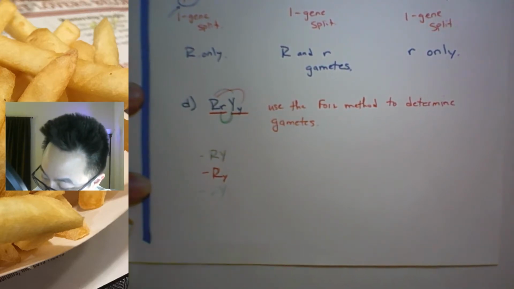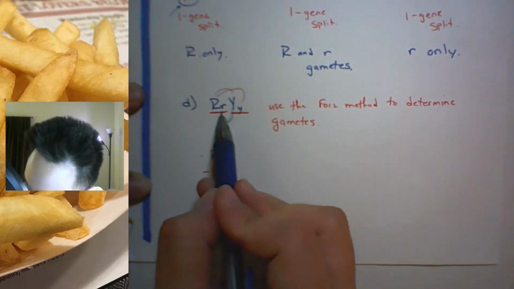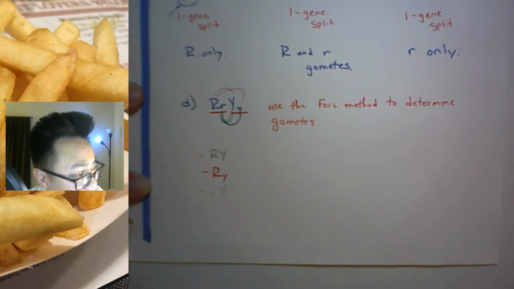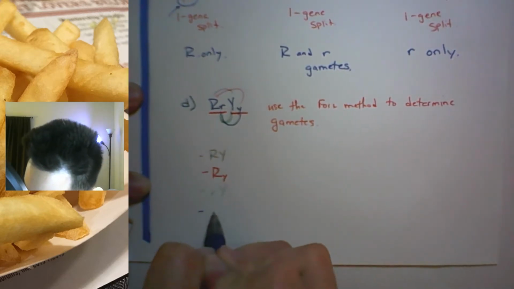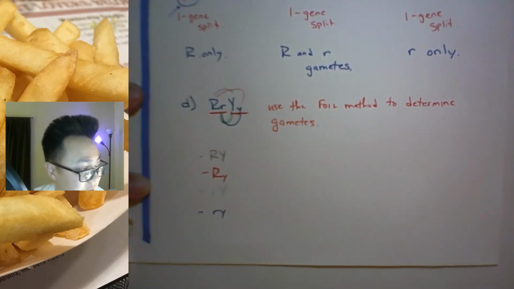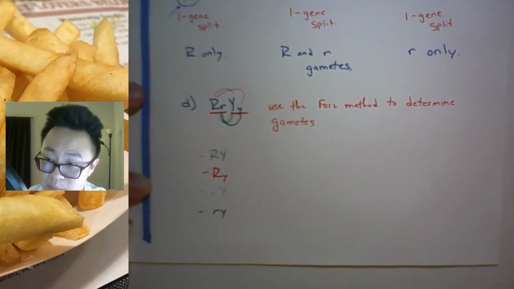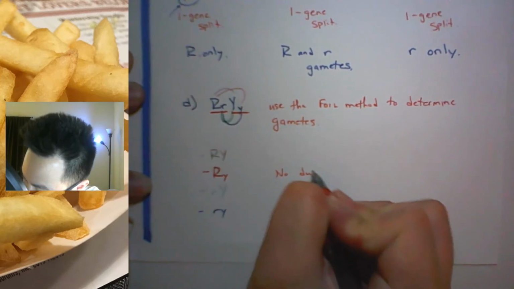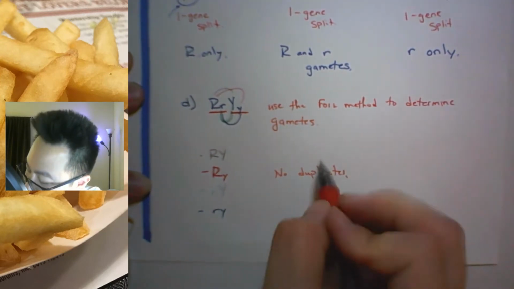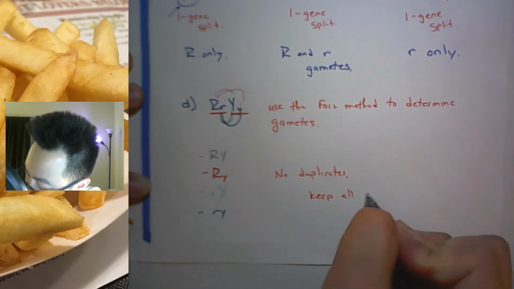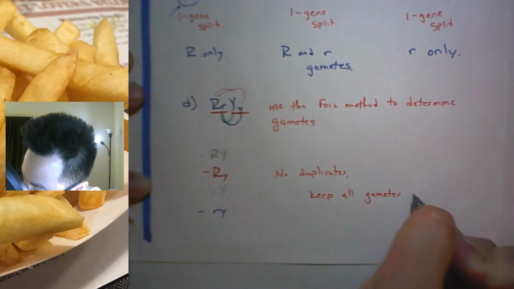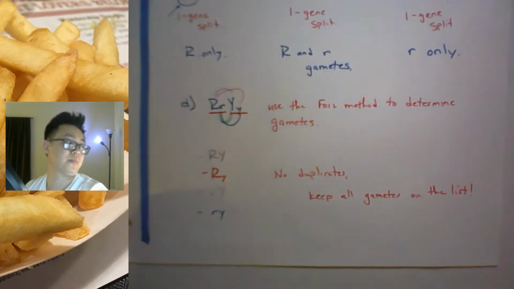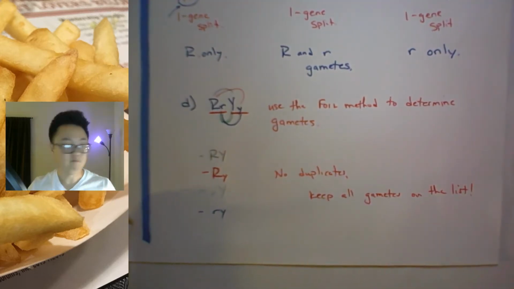And then lastly, I like to take the second letter of the first group and connect it with the second letter of the second group. There we go. So we have here little r, little y. Are there any duplicates? In this example, there are no duplicates. So we keep them all on the list. So keep all the gametes on the list. No duplicates. All right.